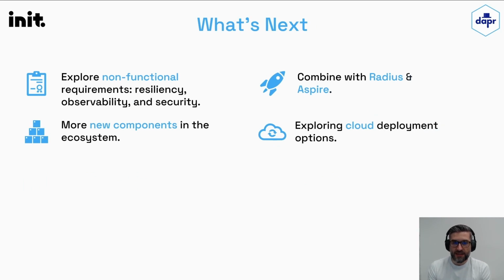What's next? As I mentioned, we will first explore more non-functional requirements like resiliency, observability, and security before we decide to move to production with the Dapr version of the project. There are new components coming to the ecosystem, like the OpenAI component, that we would like to utilize and benefit from. I'm curious to combine Dapr with Radius and Aspire, and there is already a session at this conference about Radius and Dapr, and I'm really happy with that. And of course, I would like to explore the cloud deployment options.